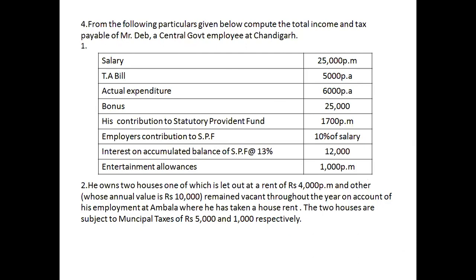So here salary is 25,000 per month. TA bill, that is a transport allowance bill, 5,000 per annum. Actual expenditure 6,000 per annum. Bonus 25,000 rupees. Contribution to SPF, the statutory provident fund, 1,700 per month. Employer's contribution to SPF 10% of salary. Interest on accumulated balance of SPF at 13%, 12,000 rupees. Entertainment allowance 1,000 rupees per month. So this is the salary information that they have given in the problem.